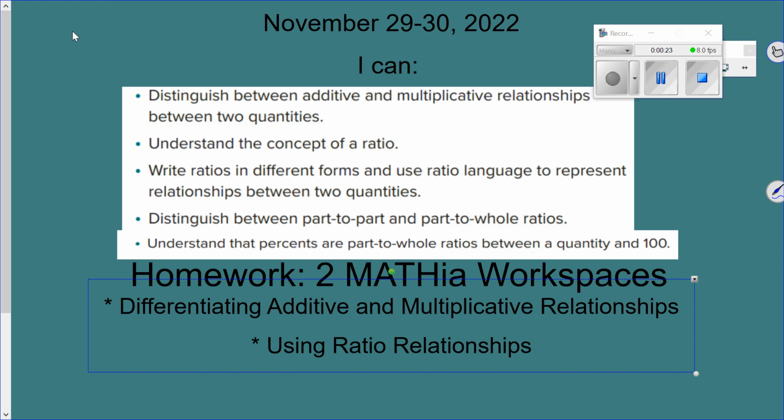Homework tonight, just 2 Math workspaces. It's the differentiating additive and multiplicative relationships and using ratio relationships. So by the time you're done with this, you should have had 31 total completed workspaces. Everybody good on those?